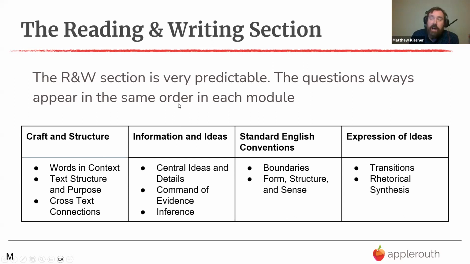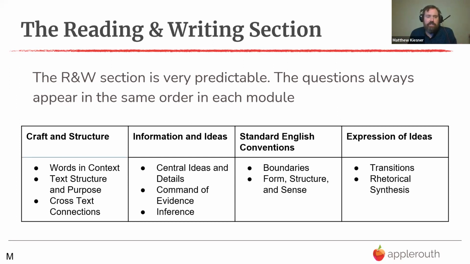So it starts with craft and structure. That's going to be words in context, which is vocabulary testing. There's a blank in the passage, and you're putting in the most accurate word. Text structure and purpose is going to be what is the sentence doing to further the claim or the idea, or what is the overall structure of the passage.